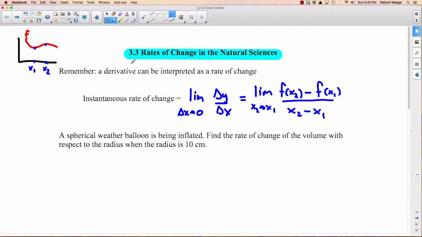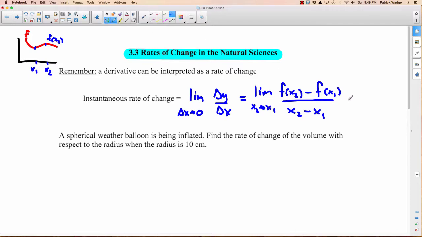How would we get change in y? We take this y value. What's that y value? It's f of x2. What's this y value? f of x1. So f of x2 minus f of x1, that's your change in y. x2 minus x1, we already said that's your change in x. What we want to do, though, is get this x2 as close to x1 as we possibly can. We want to shorten that distance. We want x2 to approach x1.